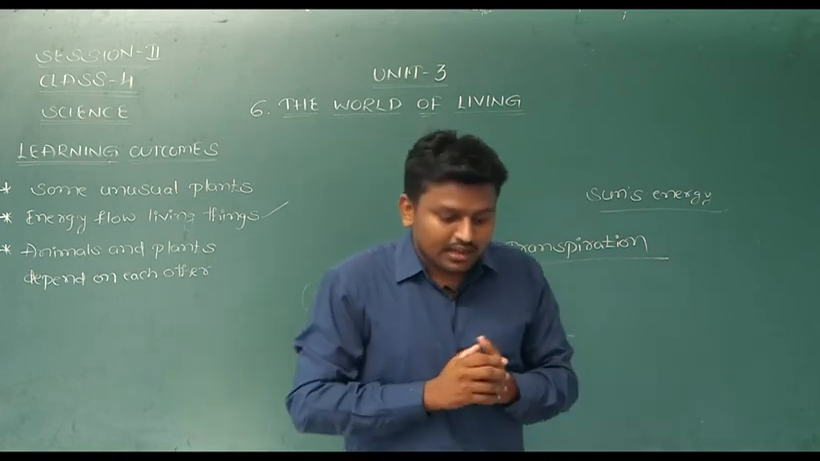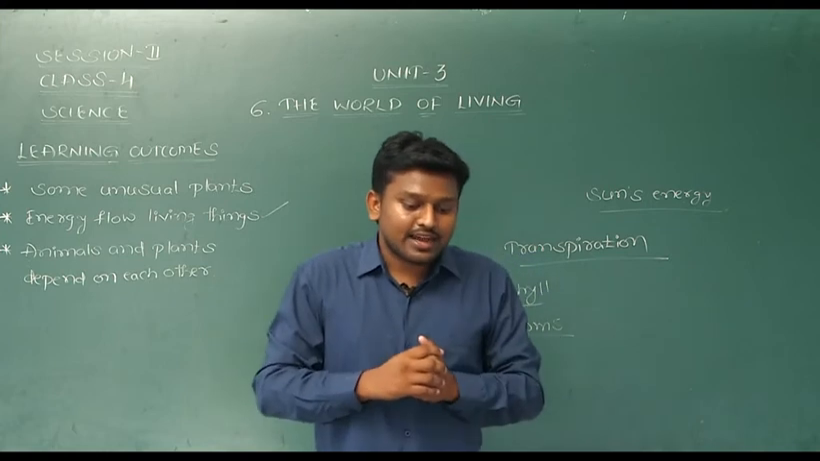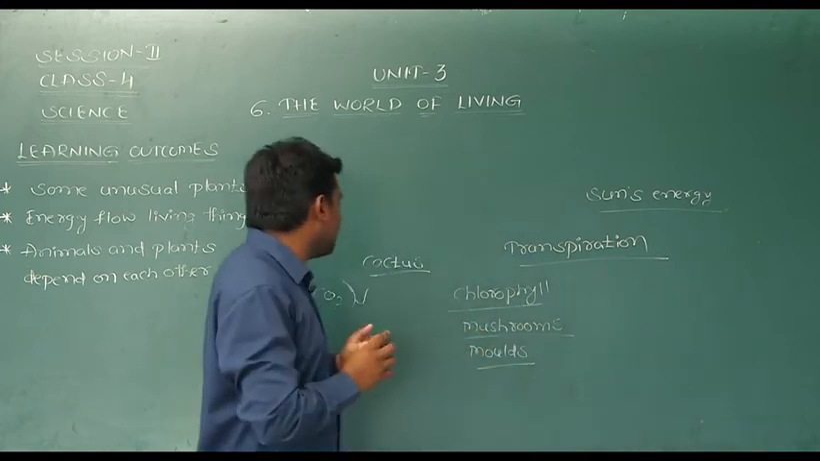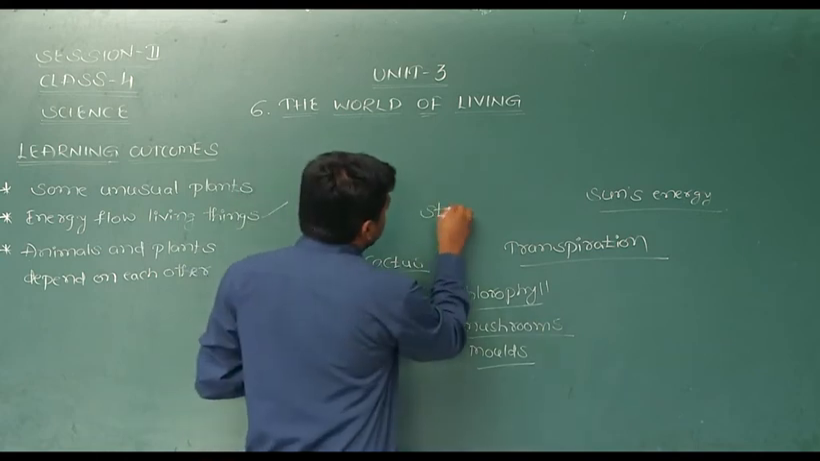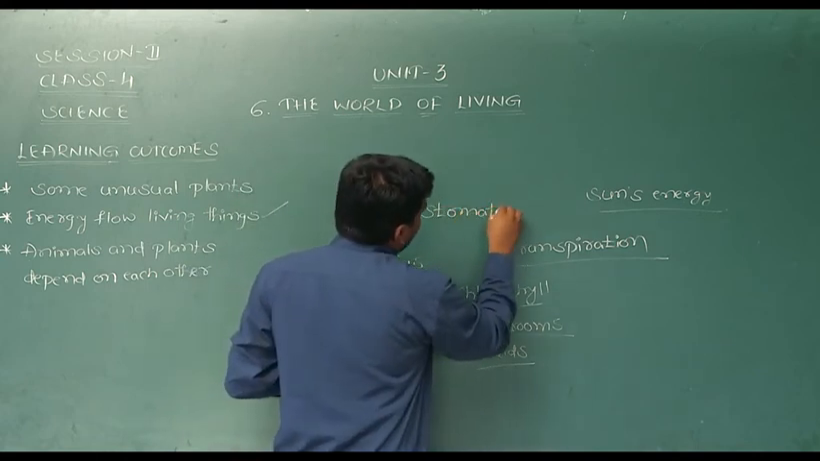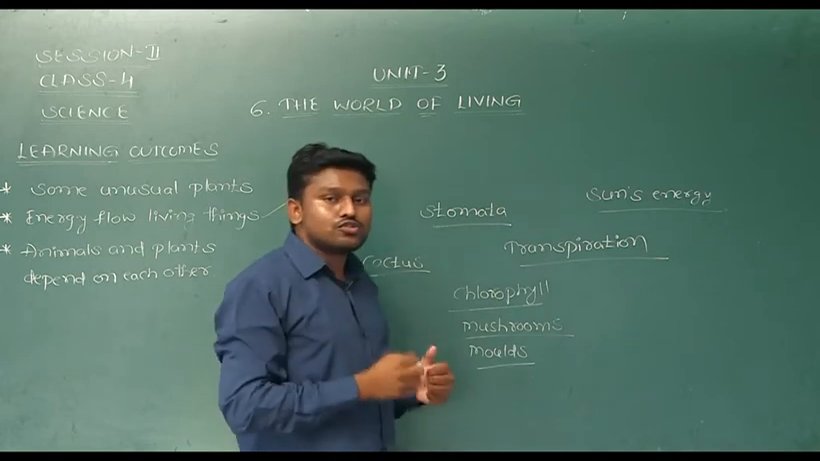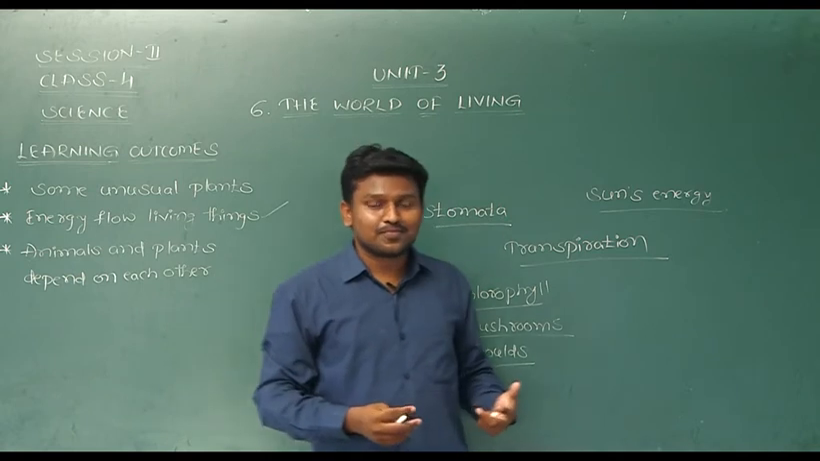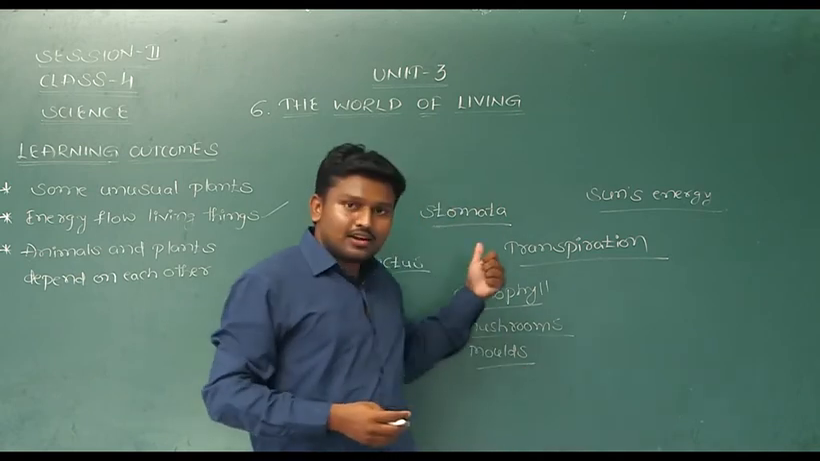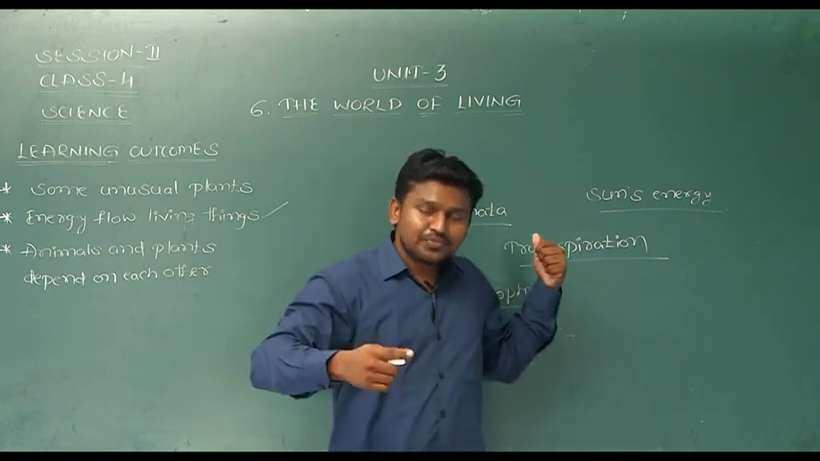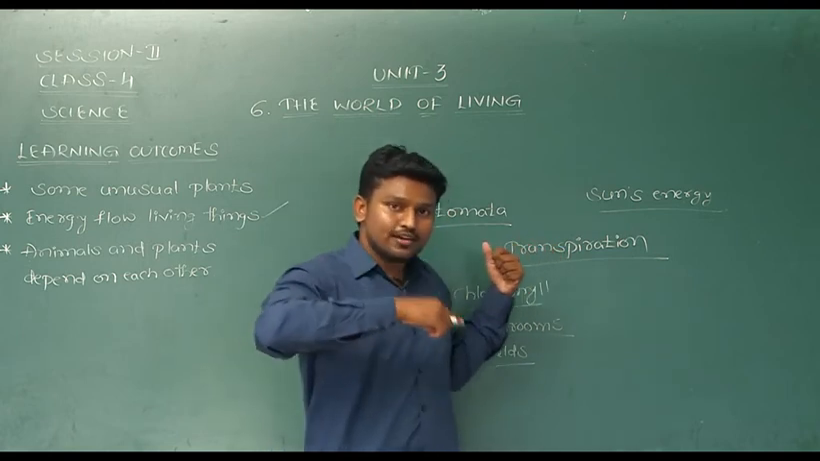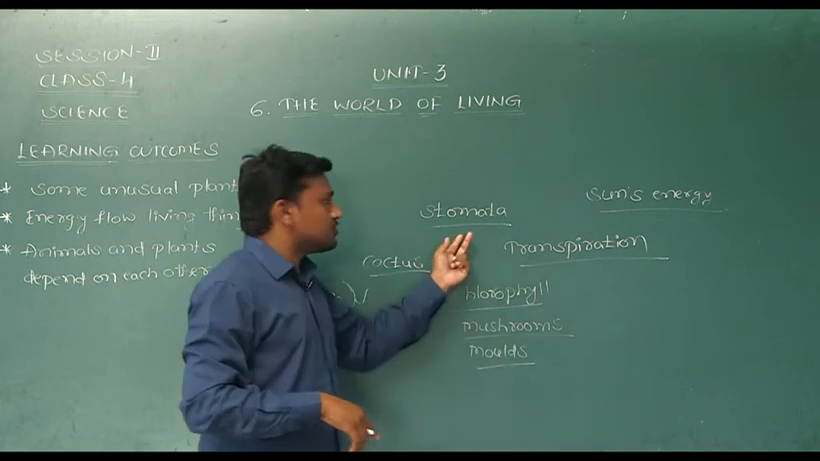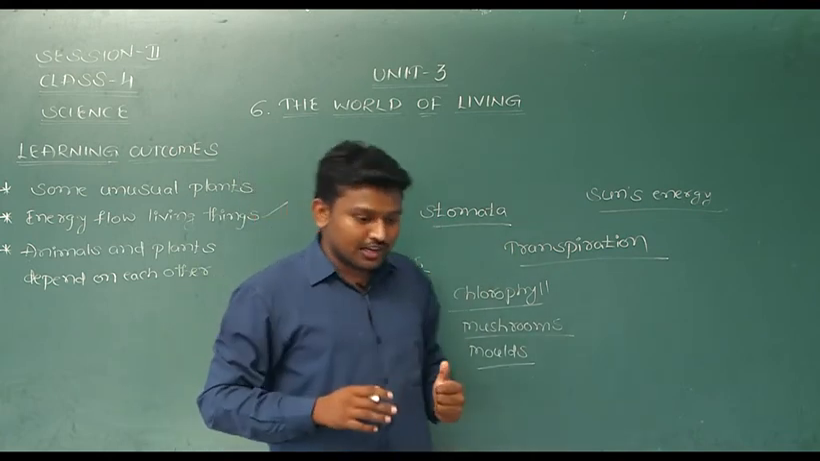Let's see the second one. The leaves take in carbon dioxide present in the air through, as I already told you, what is that? Stomata. Stomata is considered the nose of the leaf because it allows exchange of gases. So stomata allows exchange of gases. Carbon dioxide enters into the leaf, oxygen is released from the leaf. So that is the reason stomata is also called the nose of the leaf.